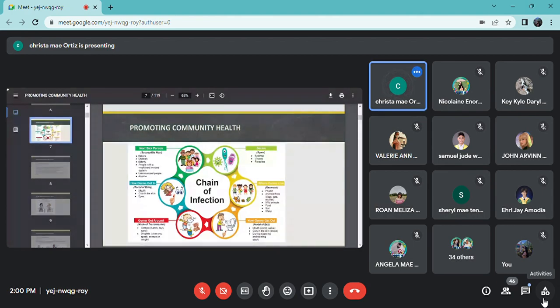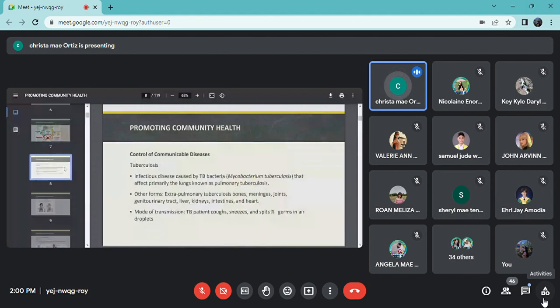So, going back, next we have sa mga control of communicable disease. First, we have tuberculosis. This is caused by Mycobacterium tuberculosis. This is a bacteria, si Mycobacterium tuberculosis. It affects primarily the lungs, known as pulmonary tuberculosis.